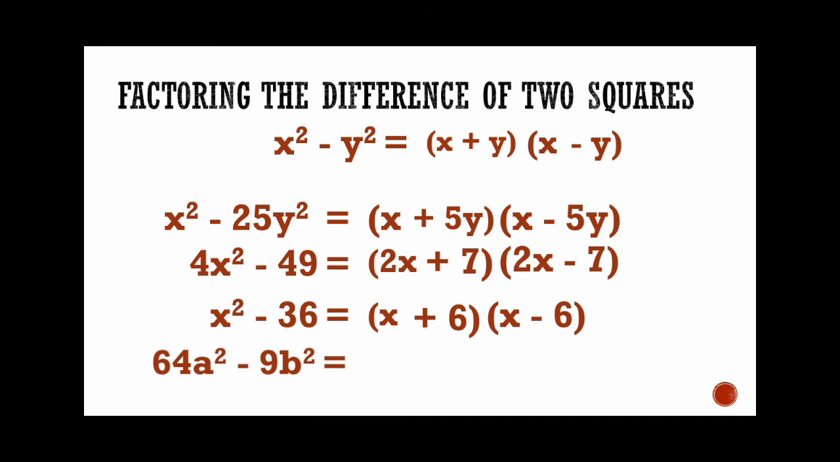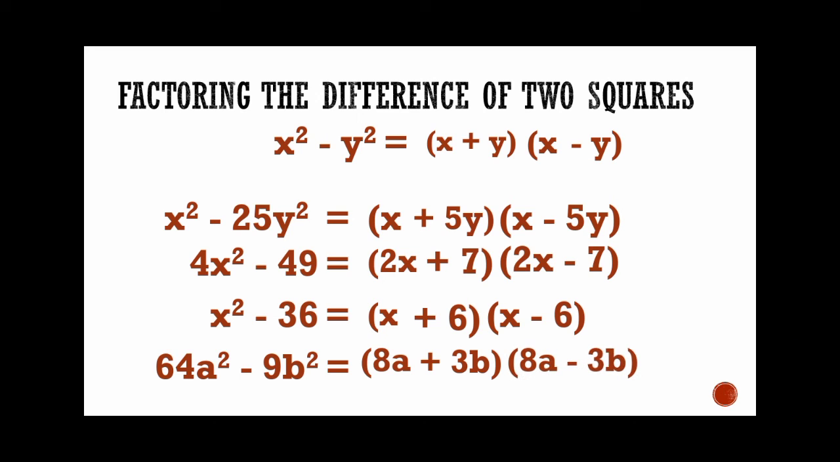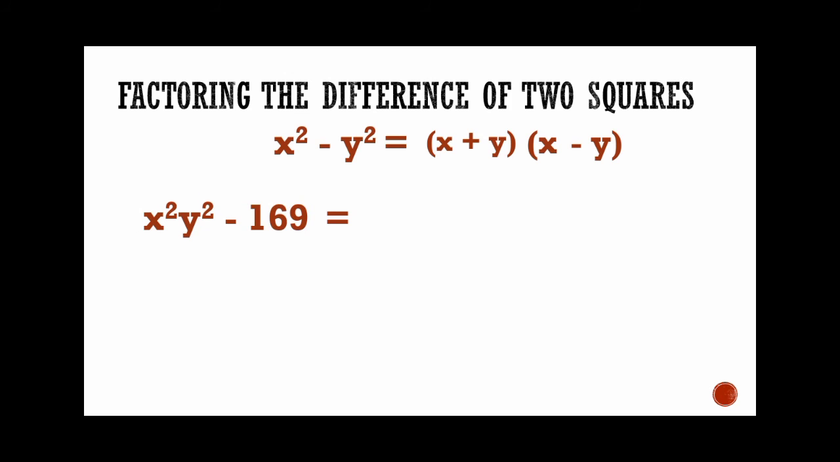Next example, 64a squared minus 9b squared. So, 64a squared is equal to 8a. Then, the square root of 9b squared is 3b. Then, the second factor is 8a minus 3b. Our next example is x squared y squared minus 169. So, x squared y squared is equal to xy, then 169 is 13. So, xy plus 13 and xy minus 13 are the factors.